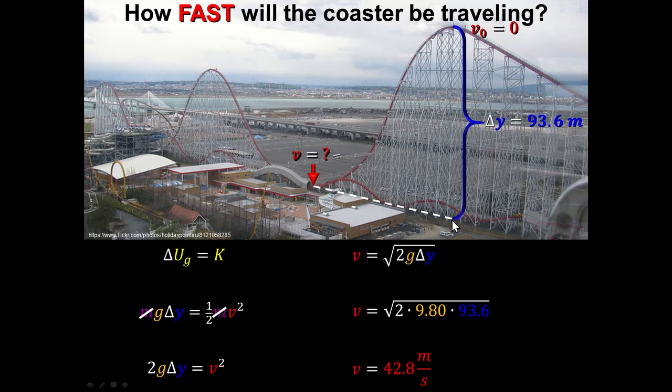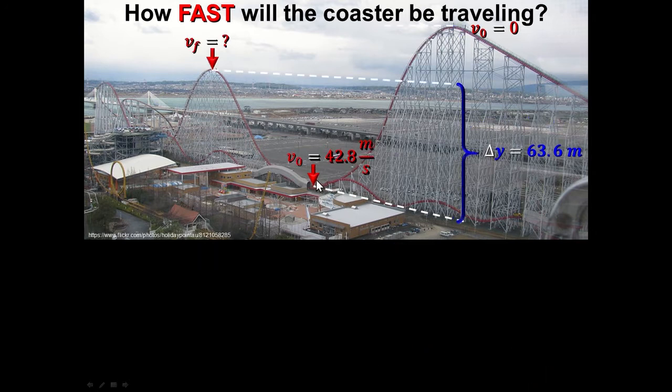As it's lost all that potential energy, it will have this velocity, which would give it an equal amount of kinetic energy. That's about 95 miles per hour if you did the unit analysis on that, converted meters into miles and seconds into hours. All right, so that's how fast they're going down here, 42.8 meters per second. Let's see how fast they're going to be going when they reach this point here.